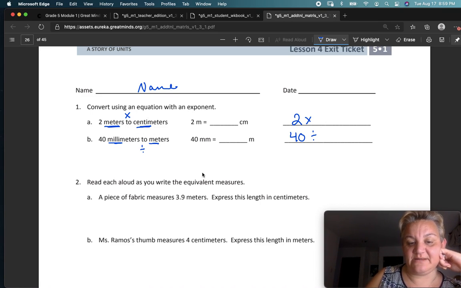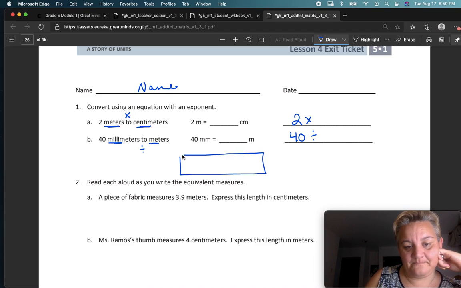So meters to centimeters, remember in our place value chart, 1 meter, 1/10 of a meter, 1/100th of a meter, and 1,000th of a meter, okay? So this is 1 meter, this is a centimeter, and this is a millimeter, okay?